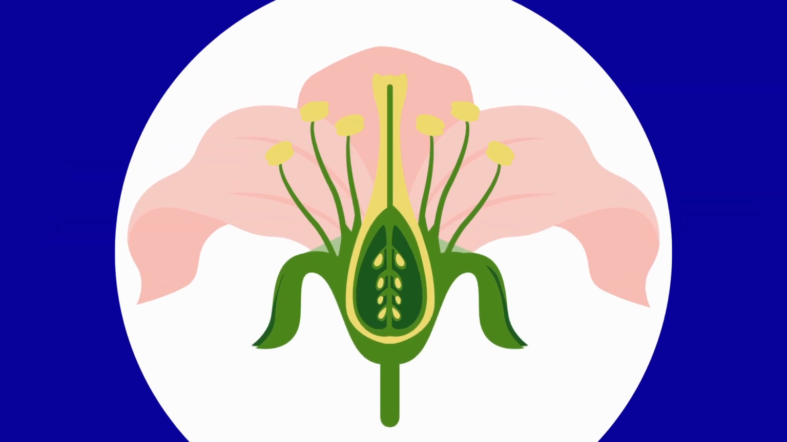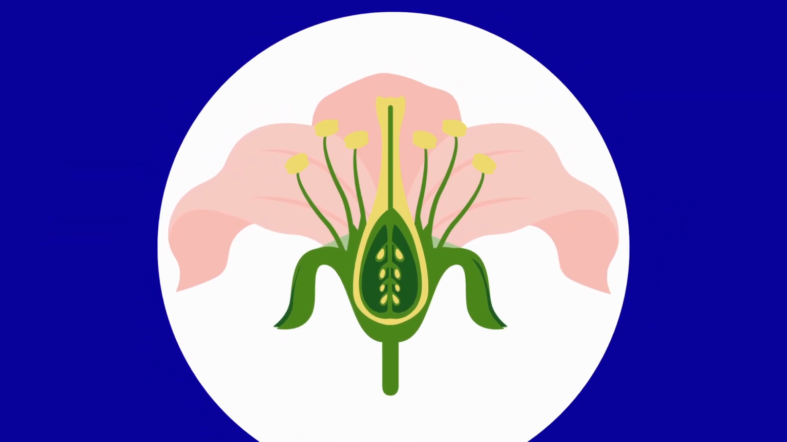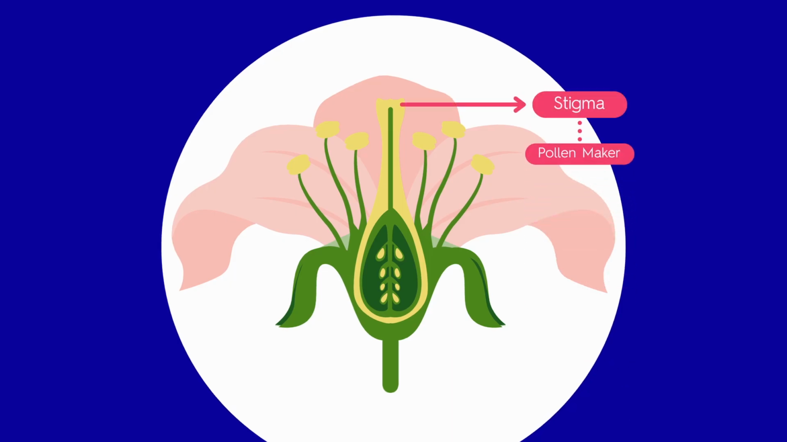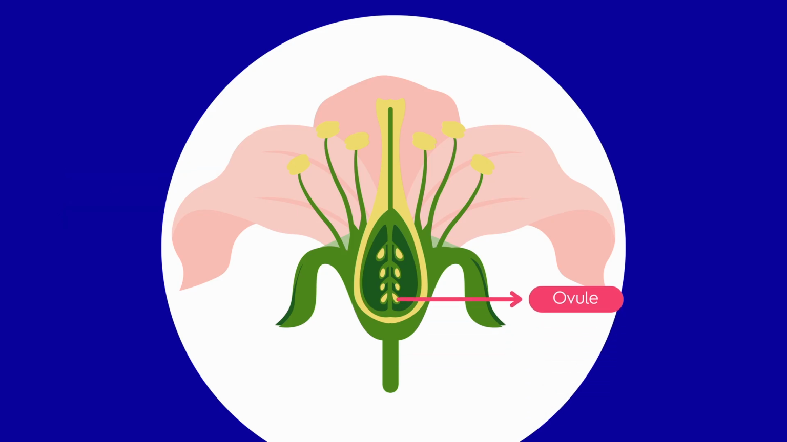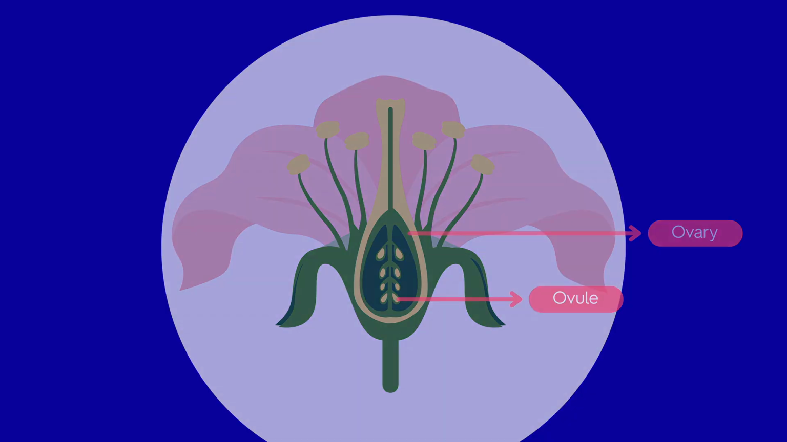Before we move on, let's clear up two common mix-ups. Stigma is not the pollen maker, the anther is. And ovules are inside the ovary. The ovary is the container. The ovules are the little structures inside.